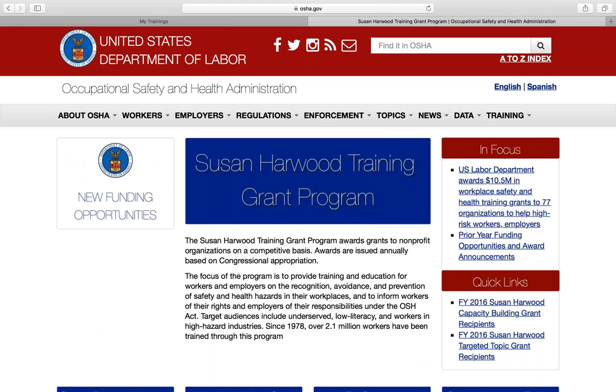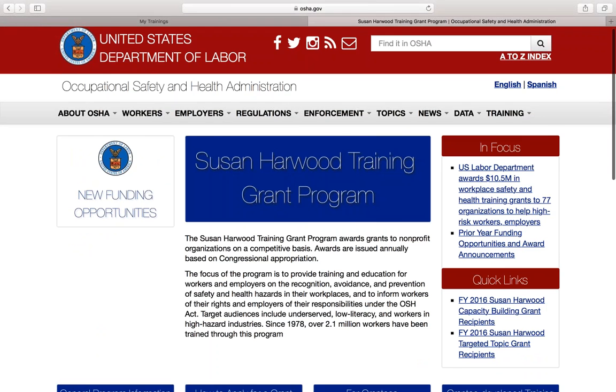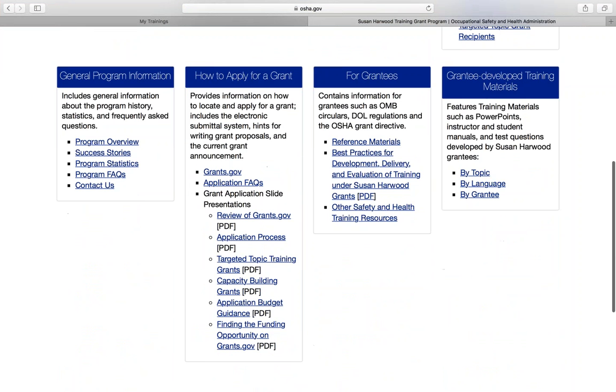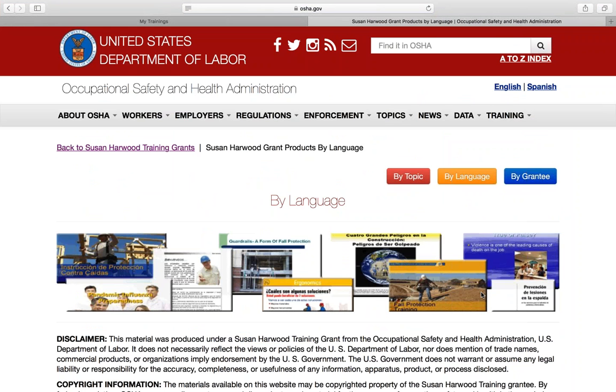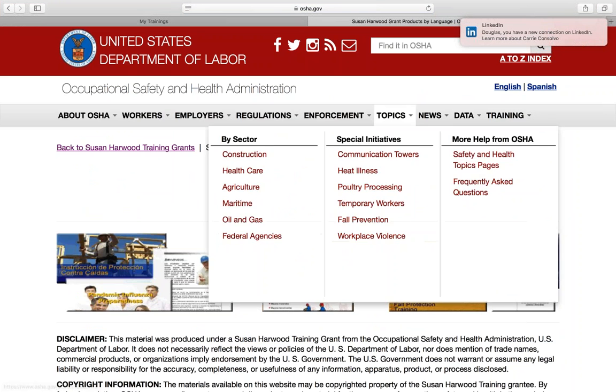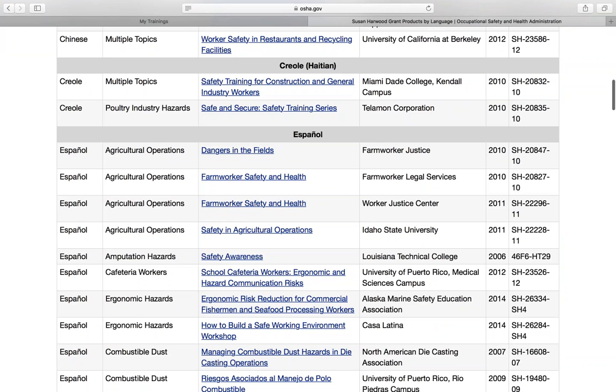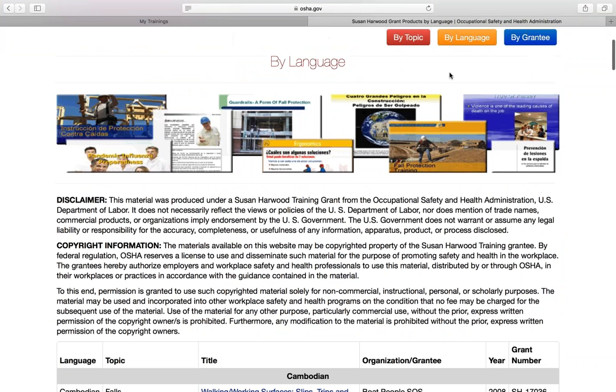Susan Harwood used to be a director, administrator with OSHA. She was really in charge of a lot of healths, like confined space, silica standard, H2S, and she was a really influential part in a lot of the healths. After she passed away, they wound up naming the grant after her. If you come here, folks, come down here where it says my topic. And there you go. Now you'll be able to see different topics here that you may want to pick up training material for. It'll tell you by language. Excuse me, I did by language. Let me do by topic.